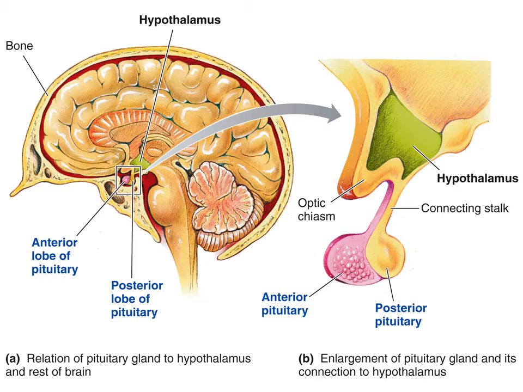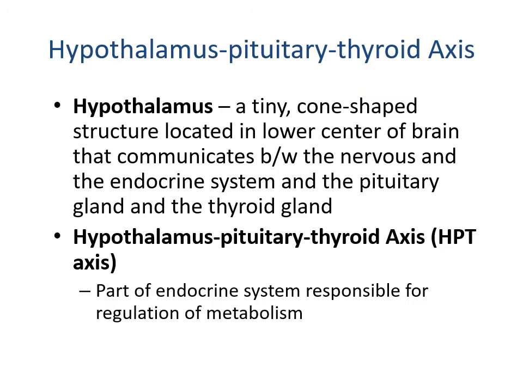So again, here we can see the hypothalamus and its relationships to the anterior and posterior pituitary, which is what we're focused on, with that posterior pituitary again actually communicating with the thyroid gland. So we have the hypothalamus pituitary thyroid axis. So the hypothalamus again, so a tiny cone-shaped structure located in the lower center of the brain that communicates between the nervous system and the endocrine system and the pituitary gland and the thyroid gland. And so we have what's known as the hypothalamus pituitary thyroid axis. So again, the HPT axis, which is part of the endocrine system, responsible for the regulation of metabolism.